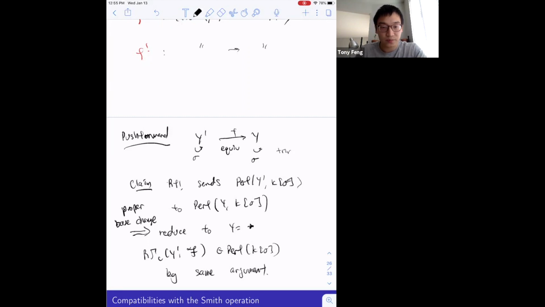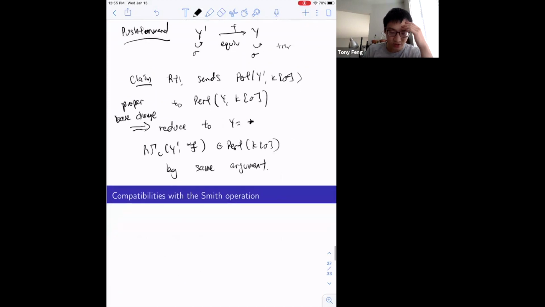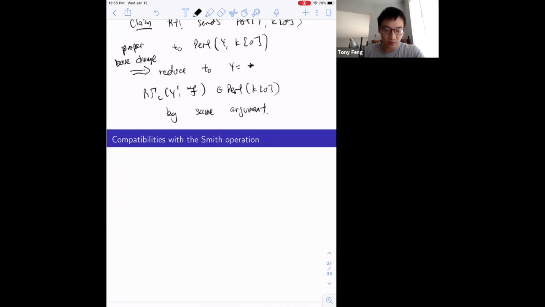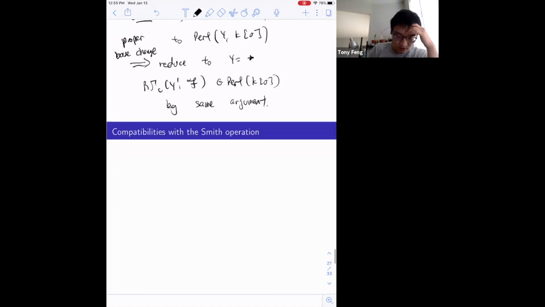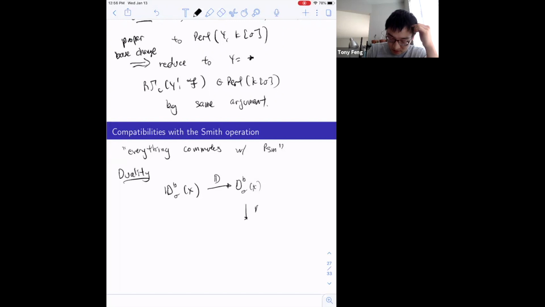Okay, so the last thing I want to do is just discuss some compatibilities of these operations with the Smith operation, Smith restriction. A slogan which I learned from Jordy was that everything commutes with the Smith operation. You can remember these statements that way. So for example, for Verdier duality, the statement is that if I start in the equivariant category and I apply Verdier duality, and then I apply the Smith operation, that's the same as first applying the Smith operation and then applying duality.